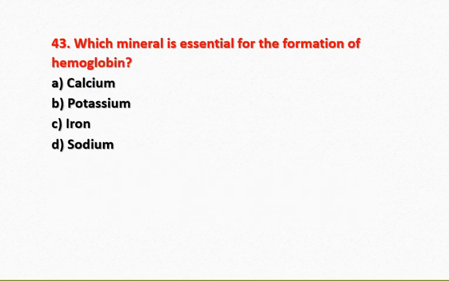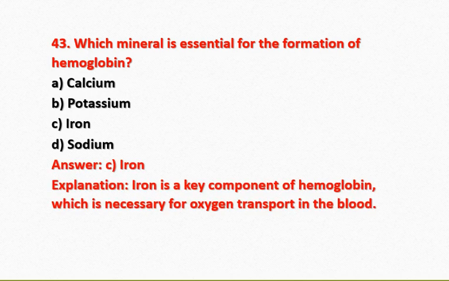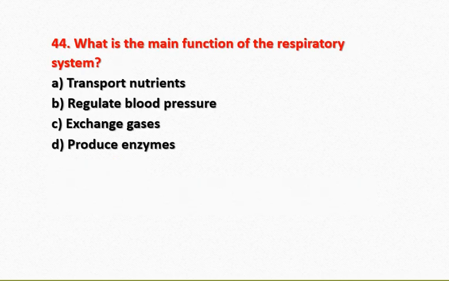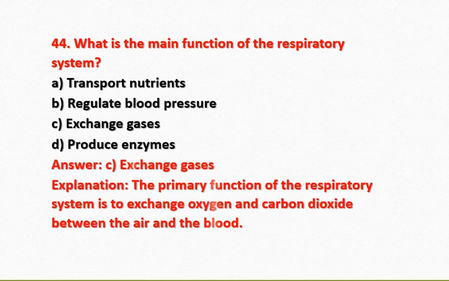Which mineral is essential for the formation of hemoglobin? Correct answer is option C, iron. What is the main function of the respiratory system? Correct answer is option C, exchange gases.